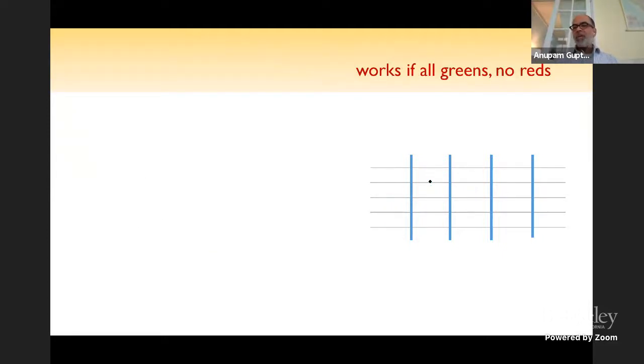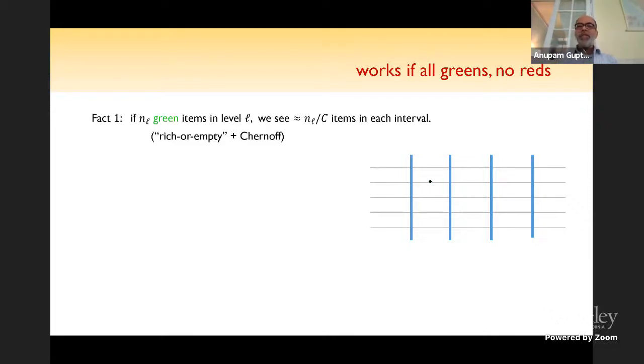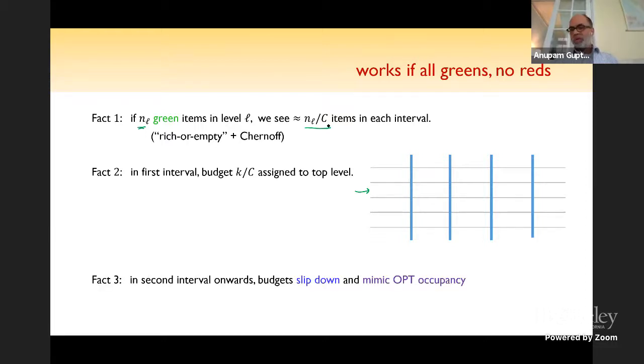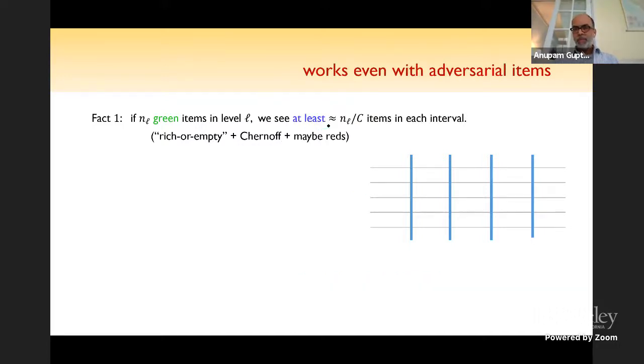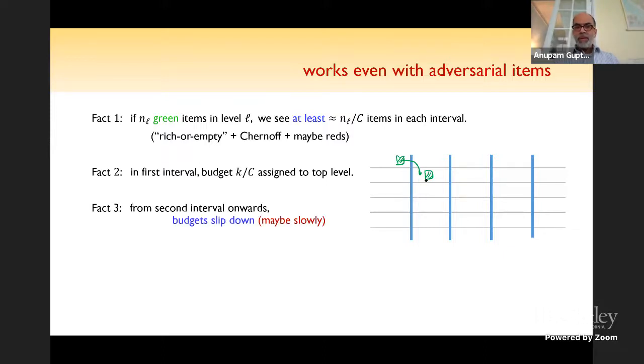And more or less, the argument goes, the first thing you should do is just convince yourself, if everything is green, then people behave like the average. If there are so many green items at a level, then you see that divided by C items in each interval. And then you're going to get good value. I'm not going to go over the details out here. I'll put up the slides. You can have a look later on. And even if red items are there, basically what happens is every time you don't pick items, that budget moves downwards. I think of this as the budgets slipping down.